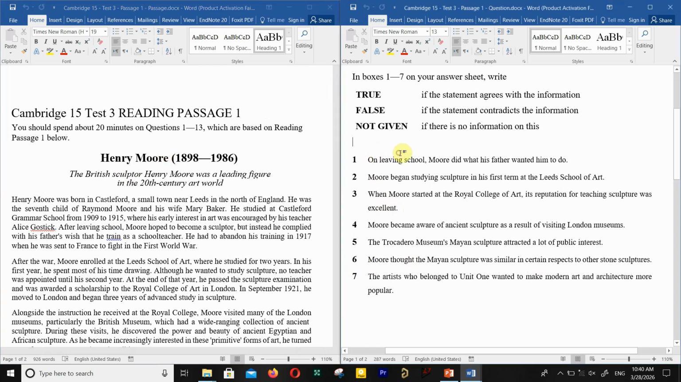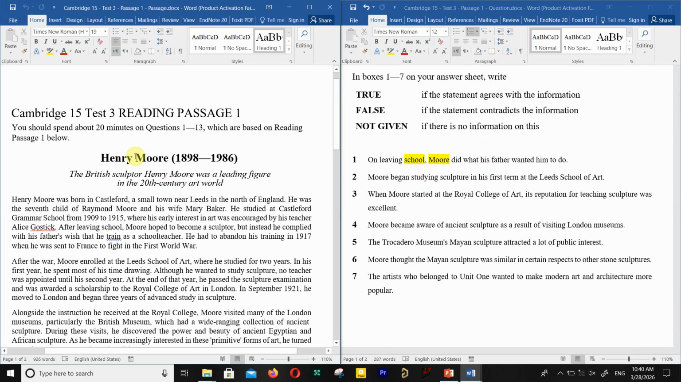In a typical IELTS exam, in true, false, not given questions, the questions and answers are in the same order. So probably the difficult part is finding the answer for the first question. And what is the clue word? On leaving a school, something related to a school. Moore did what his father wanted him to do, something about a school. And actually the whole topic is about Henry Moore.